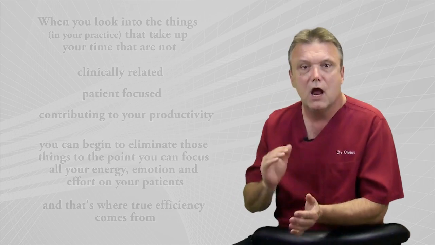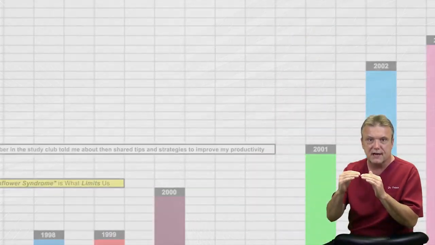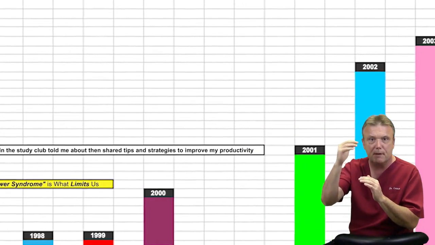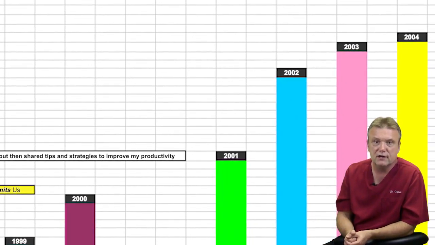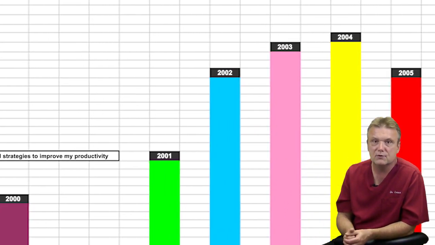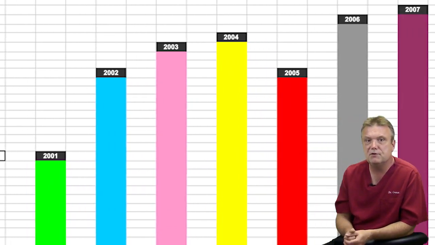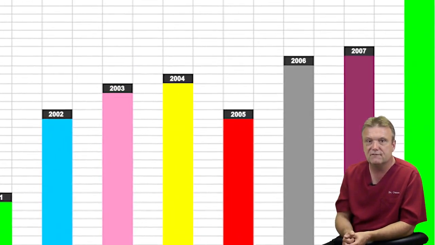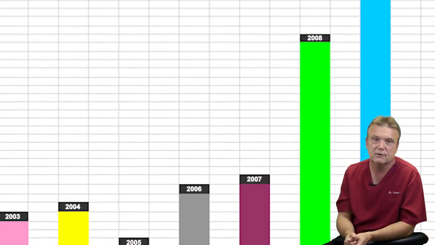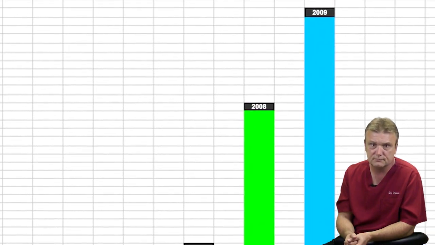Well, guess what? Once I started to eliminate those things, then my productivity started to go up, up, up, up, up. And now if you look at the screen behind me, you're going to find out what happened with my productivity from about the year 2000 to just before the great crash of 2008. And what you'll notice is that my productivity went significantly higher than that gentleman that I talked about.